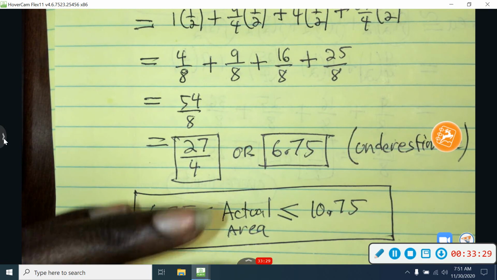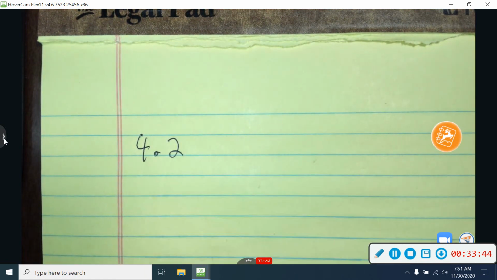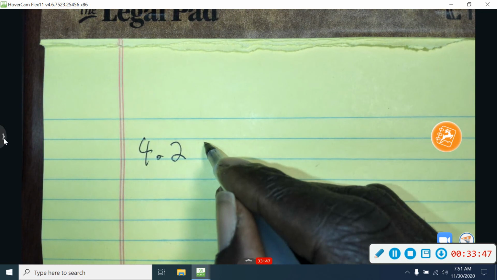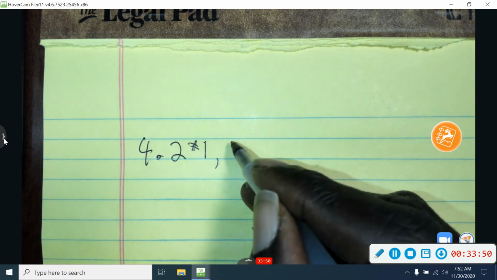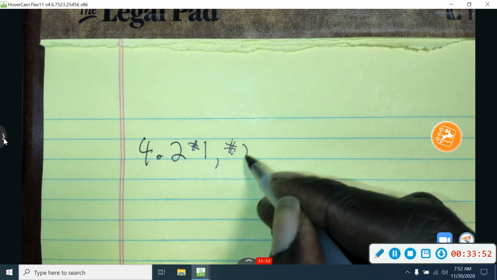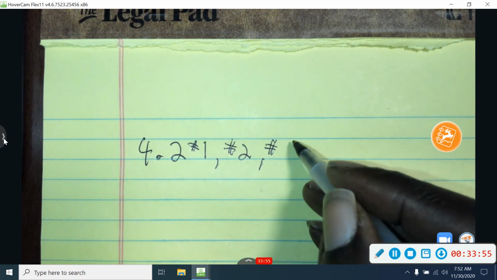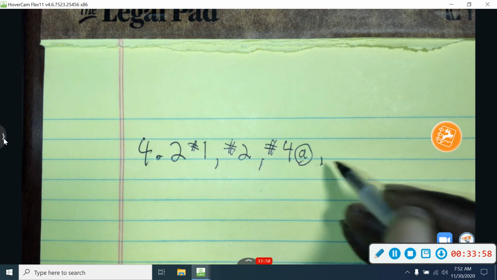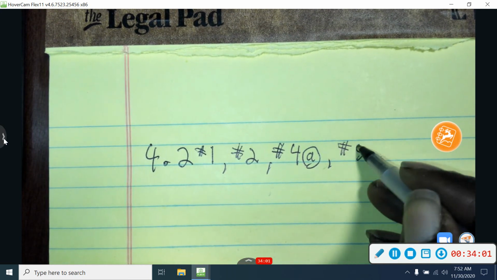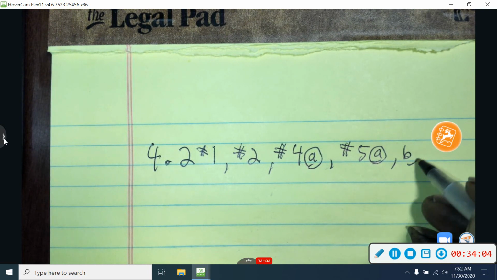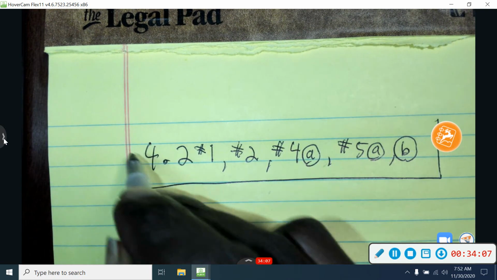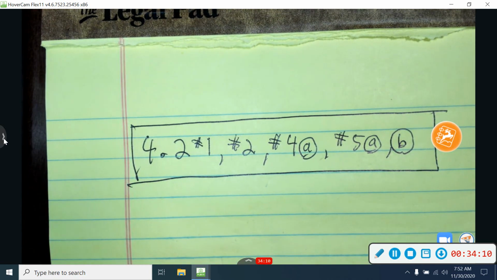Okay, so with that being said, here's some problems asking you to do this. These are the problems. 4.2, boogaloo. So the problems are 4.2, number 1. Number 2. Number 4A. Number 5, A and B. Here's 4.2. Boogaloo. Be able to do them all.